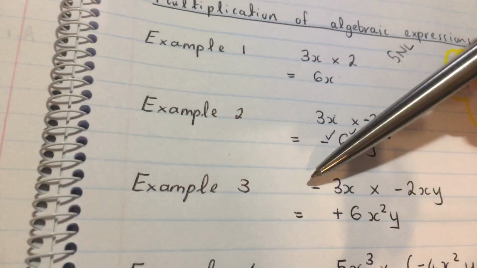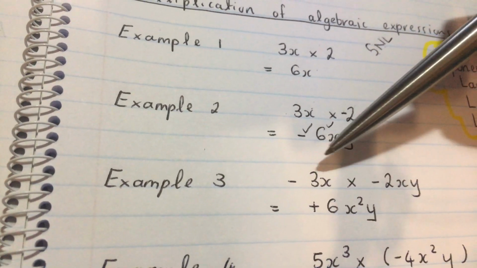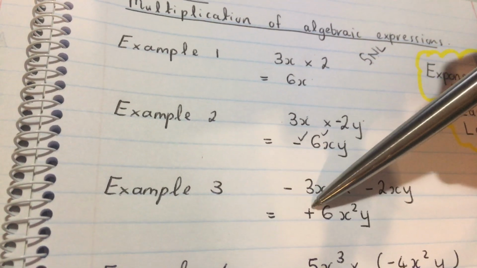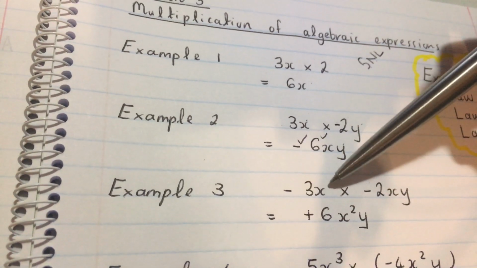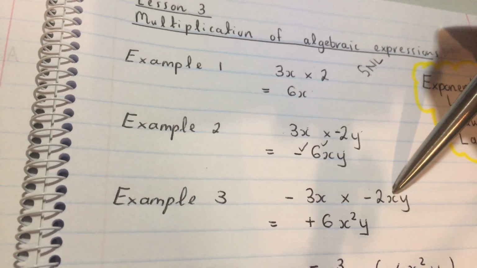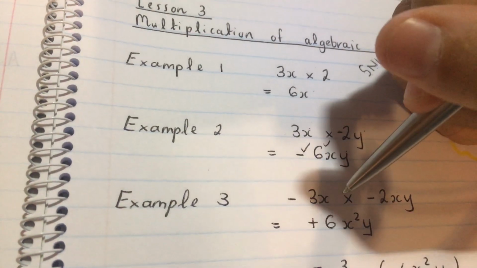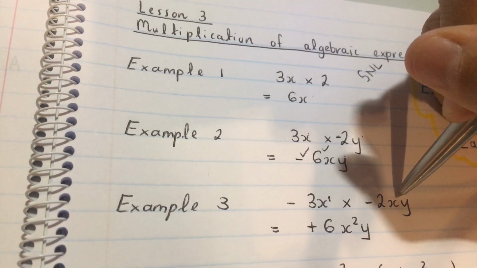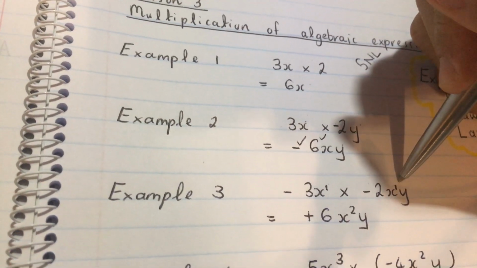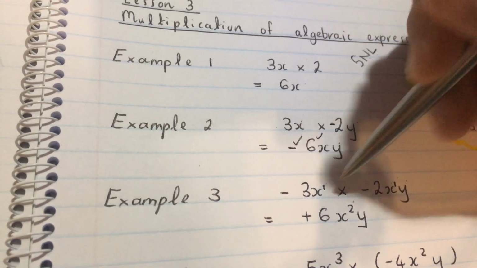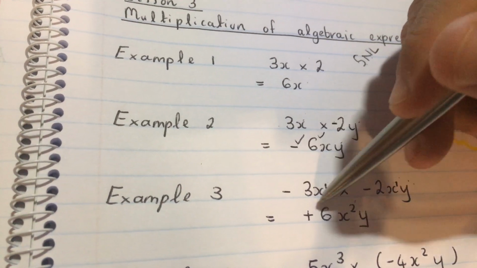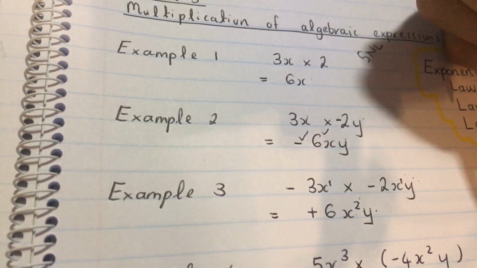Let's look at example 3. Here's your exponents again. So again, sign, negative times negative, it's a positive. But now look, x times x. Are they same bases? Yes. So what do I do to the powers? I add them. There's a silent 1 here, and there's a silent 1 here. So what's 1 plus 1? 2. And then y, does he have another y here? No. So it's positive 6x squared y.